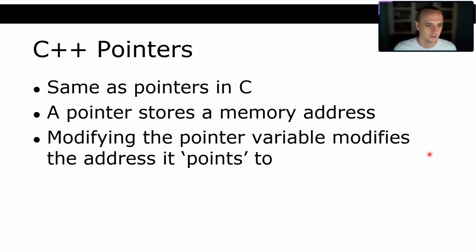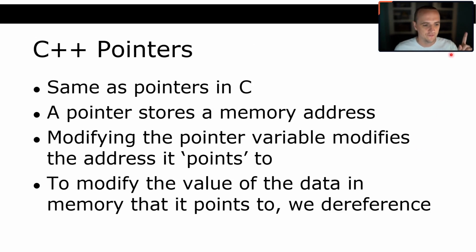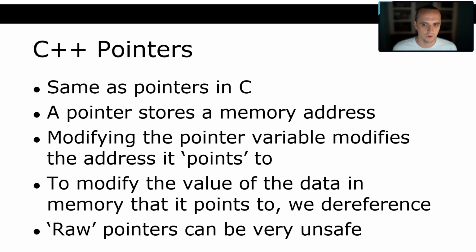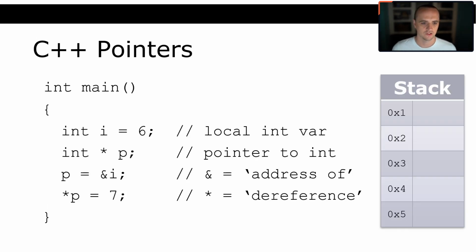To modify the value of the data in memory that our pointer points to, we have to dereference it. And I'll show an example of that. So raw pointers can be very unsafe because of this. And in modern C++, wherever possible, we would like to avoid using pointers unless you absolutely have to use pointers. So let's look at an example here.